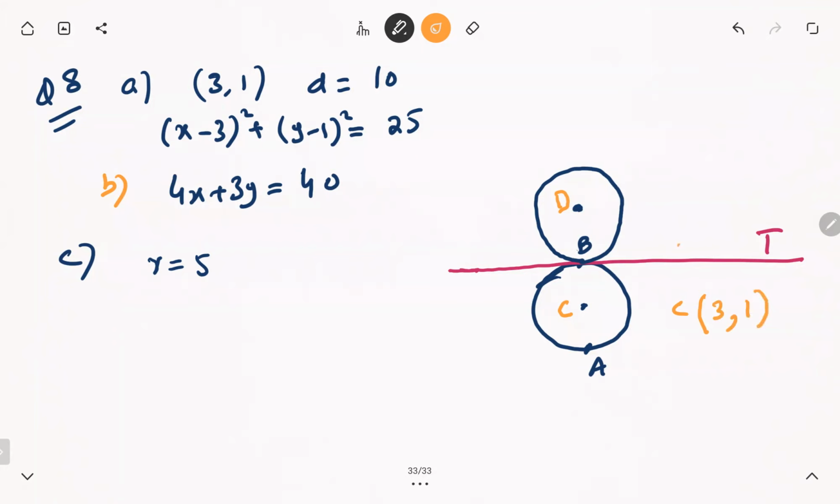And we know the coordinates of B, they are 7, 4. So B is the midpoint of C and D. So you can see, use the midpoint formula, or simply by comparing, you can tell the coordinates of D. And D here, 3 + 4 is 7. 7 + 4 will be 11.